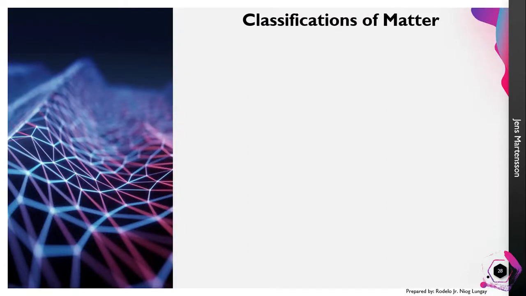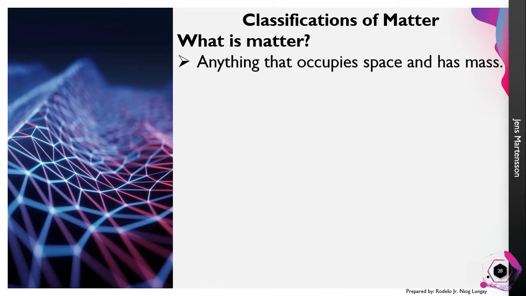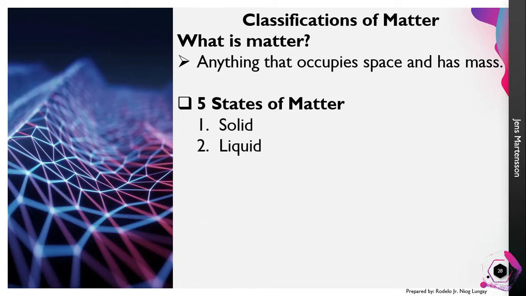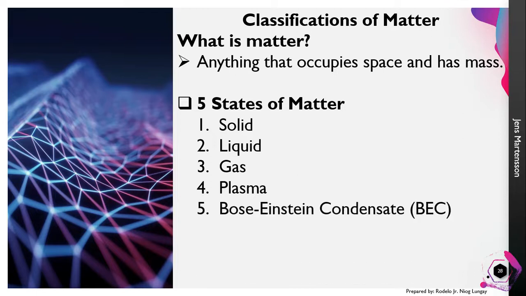Okay, we are done with the atoms and its particles. Now let us proceed with classifications of matter. Okay? So what is matter? Matter is anything that occupies space and has mass. If it occupies space and has mass, it is considered matter. Okay? So there are 5 states of matter. We have solid, liquid, gas, and plasma, and then the most recent is the Bose-Einstein condensate. Okay? Some say there is a sixth, but you don't have information yet about a sixth state of matter.